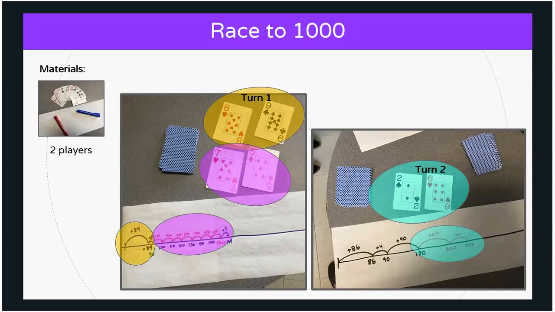Now it's player 1's turn again. This time they only pull 2 cards. The first one represents the 10s and the second one represents the 1s. She adds this to the previous total, showing the jumps on the number line. Players continue taking turns until one player arrives at 1000 or whatever target number was identified before the game began.